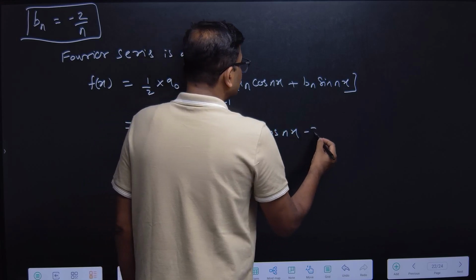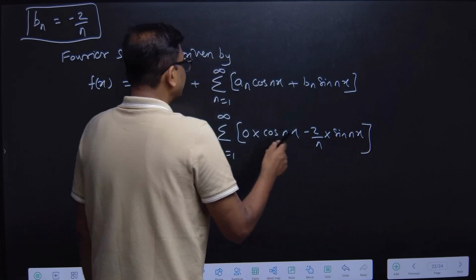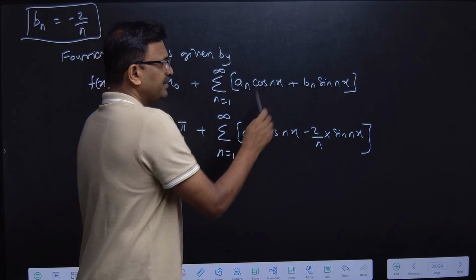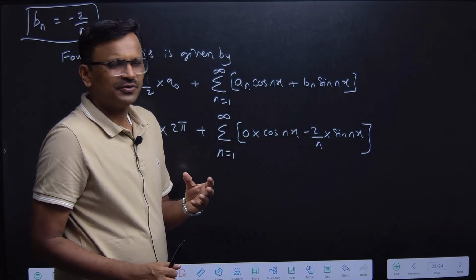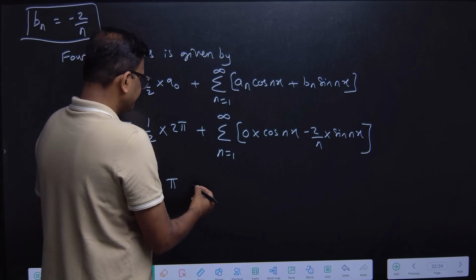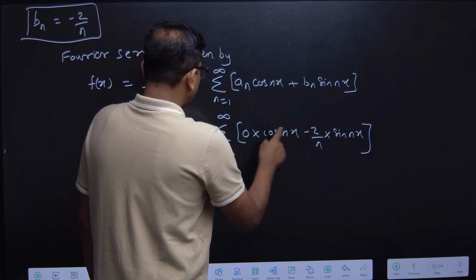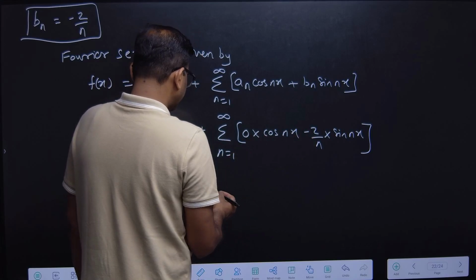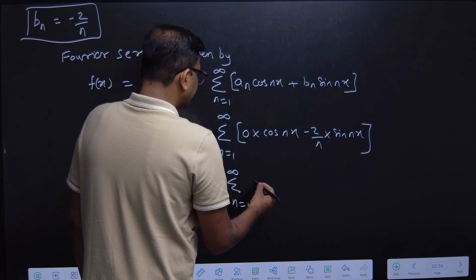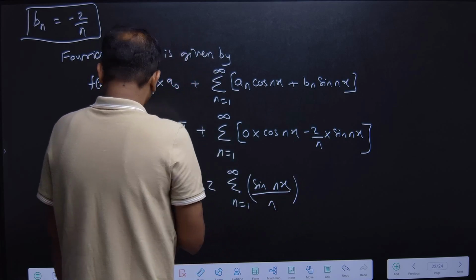Bn we have got as minus 2 upon n into sine nx. See, we know that this is the formula to find Fourier series or Fourier expansion. Already we had found out a0 and bn. We just substitute the respective values of a0, an, bn in this. See, it comes out as pi. This 2 gets cancelled, pi. So this 0 into cos of nx will become 0. And if I take this minus outside, this you can even take 2 outside summation side. So it will be minus 2 into summation n is 1 to infinity, sine of nx upon n as our answer.